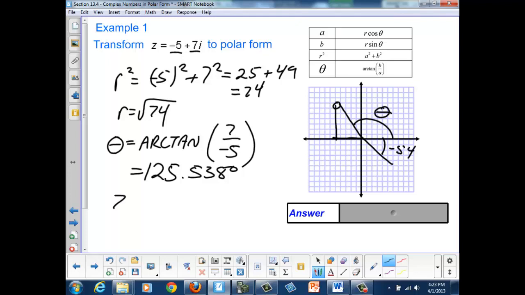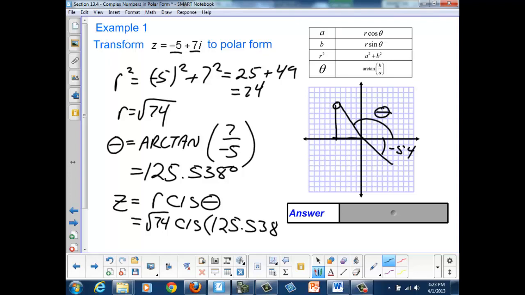So my z value is going to be r cis theta, or root 74 cis 125.538 degrees. And there we go.